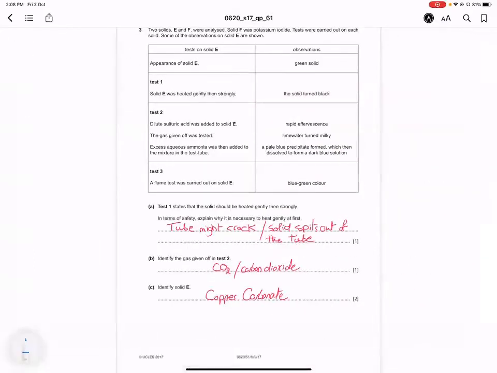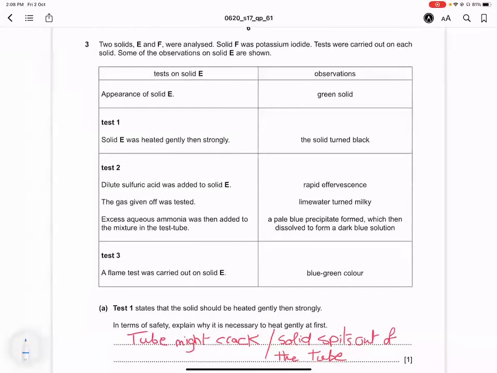Cations and anions. Two solids, E and F, were analyzed. Solid F was potassium iodide, so this means we have the cation potassium and the anion iodide. Tests were carried out. The appearance of solid E is a green solid. When you see a green solid or a colored solid, you need to remember that the metal is a transition metal, and that the cations that give green may be iron(II) or chromium, which gives a gray-green solution, and its compounds are gray-green in color. So you'll be thinking iron(II) or chromium.